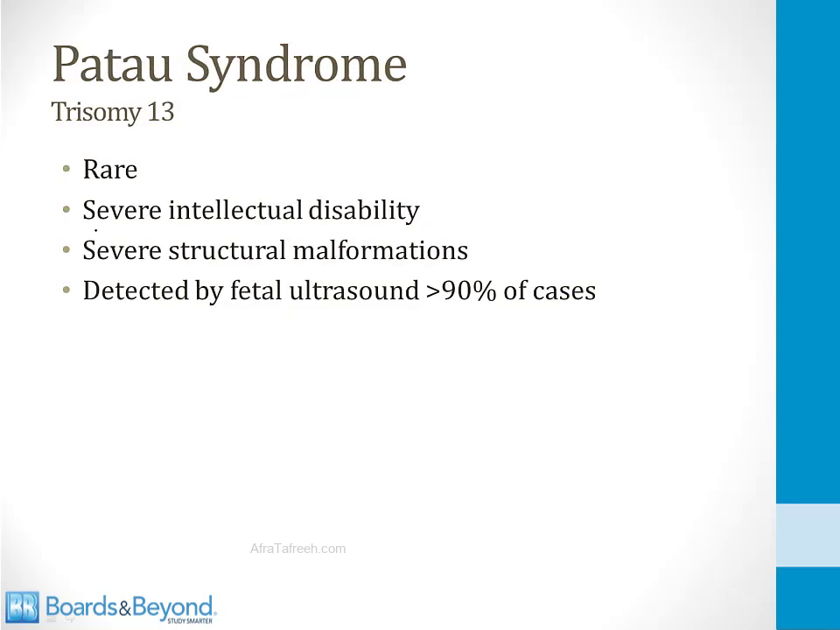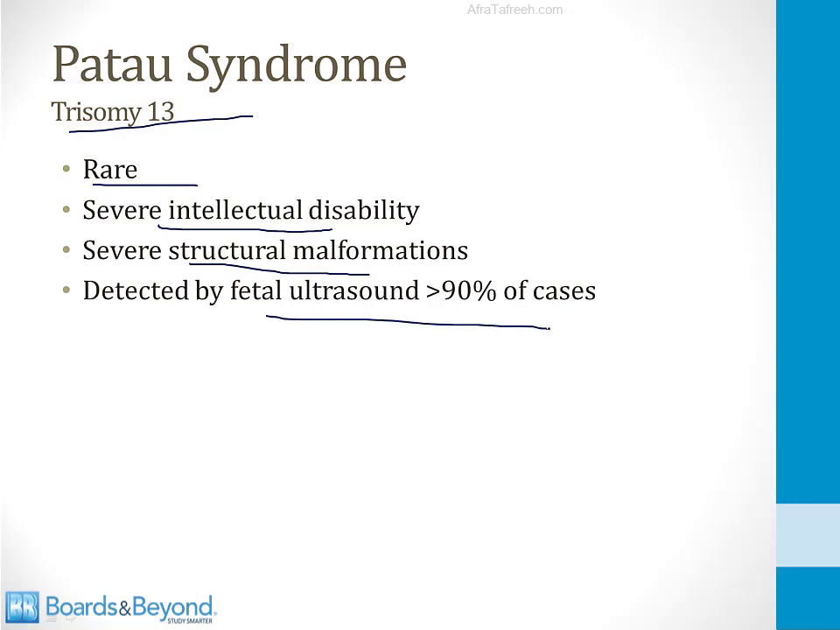Moving on, let's talk about Patau syndrome, which is trisomy 13. This is much more rare than Down syndrome or Edwards syndrome. You can think of it as a much more severe syndrome than either of them. Babies with trisomy 13 have severe intellectual disability, they have severe structural malformations, and it's usually detected by fetal ultrasound in more than 90% of cases because the babies are so abnormal when ultrasound pictures are obtained.